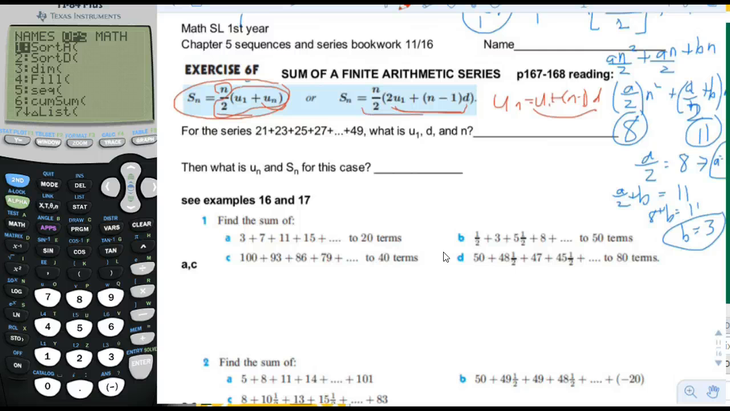If you don't know the nth term, you can use this. But you could also use the term formula to figure out the value of the nth term and then put it in here. Okay, so really the only one you need to know is this and this, right? You don't have to use this one.